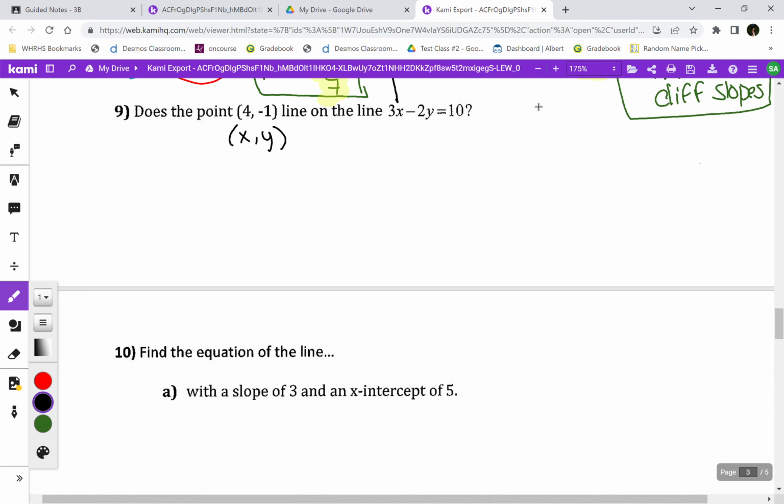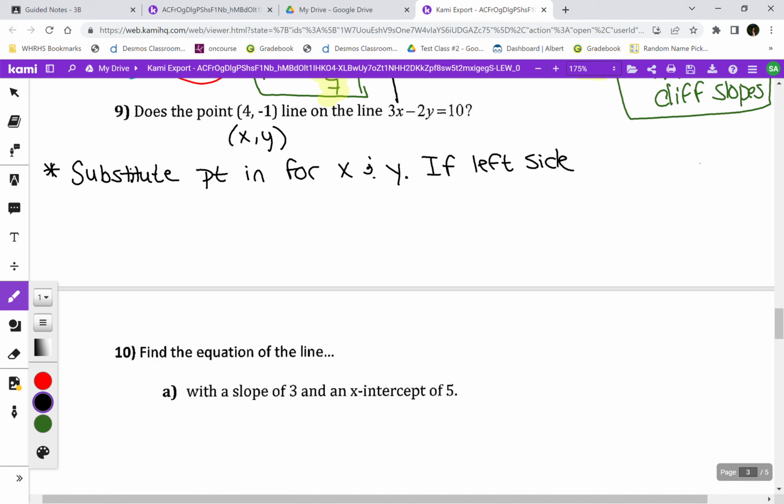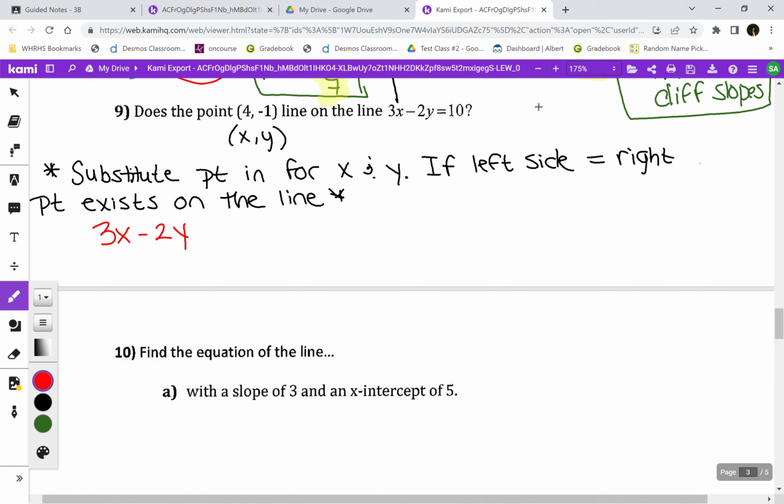So I'll write it out for you. Substitute in. If left side equals right side, point exists on the line. So I'm going to take 3x minus 2y equals 10. Should I give you a second to catch up?